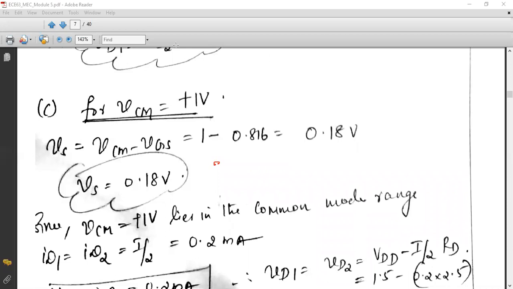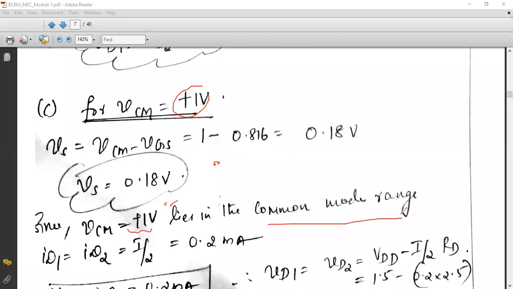And also Vs. Vs you also need to find because Vs depends on VCM, right? Vs depends on VCM. Now VCM is plus 1 volt instead of 0. So Vs will also change. So find Vs. Then check whether this plus 1 volt lies between the limits. That is the common mode range.